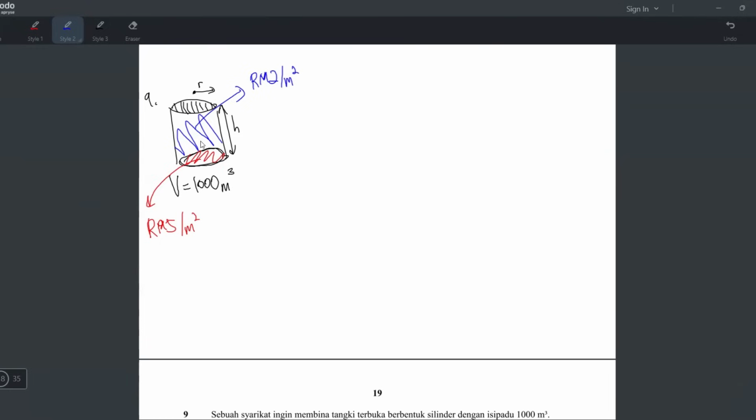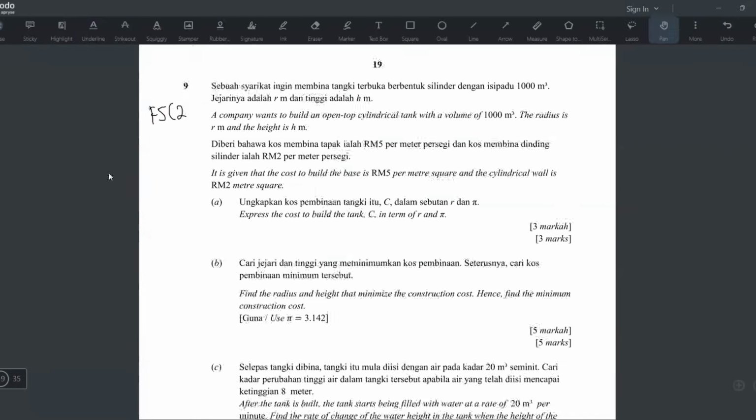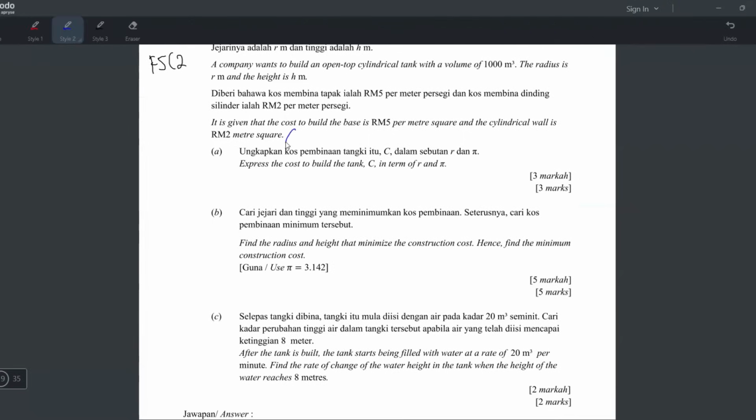And let me tell you, when you open up the cylinder, it will look like this. So the cylinder wall is in the shape of a rectangle. So later, if you want to find the cost for the wall, you have to find the area of the rectangle. And after you get it in meter square, then multiply by 2 to get the RM, the cost for the wall. Okay, but that one we can do later. Now let's read the question first. Okay, the question stops here.